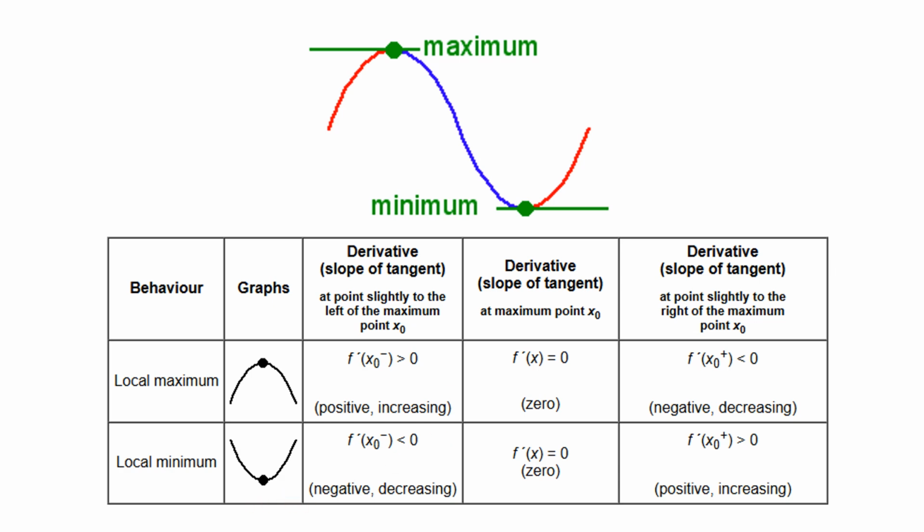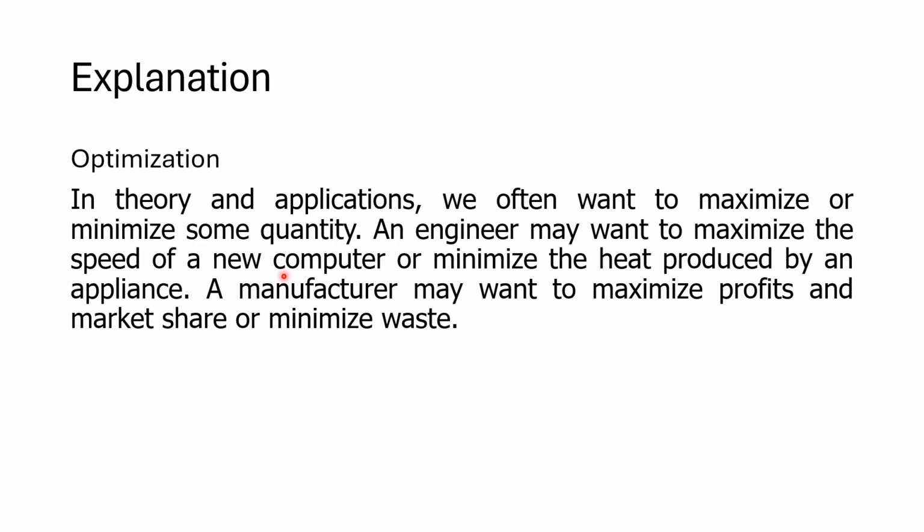Now let me touch on optimization. In theory and applications, we often want to maximize or minimize some quantity. I'm an engineer, so an engineer may want to maximize the speed of a new computer or minimize the heat produced by an application. A manufacturer may want to maximize profits and market share or minimize waste. In this case, it's the manufacturer trying to minimize waste. They want to know the most efficient dimensions to get a 500 ml cup and limit surface area so that the cup does not lose heat to a large surface area.